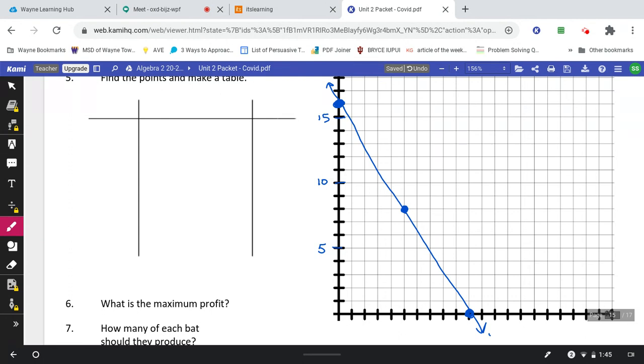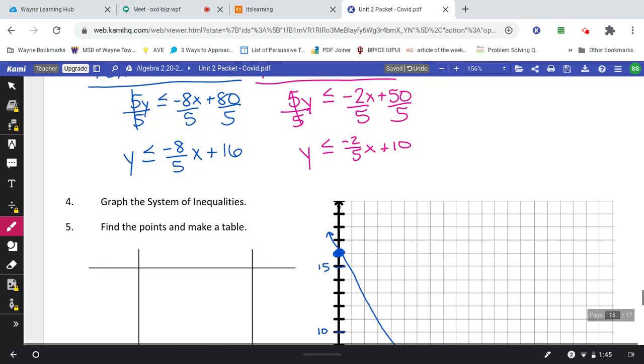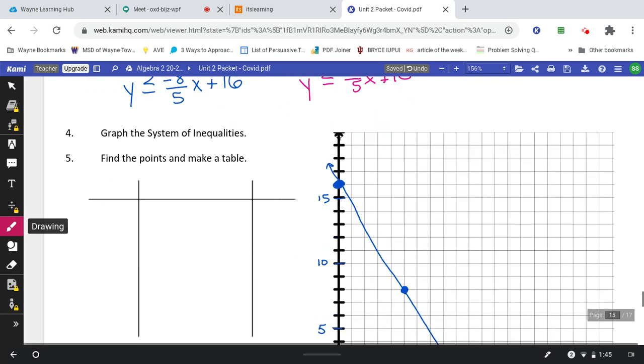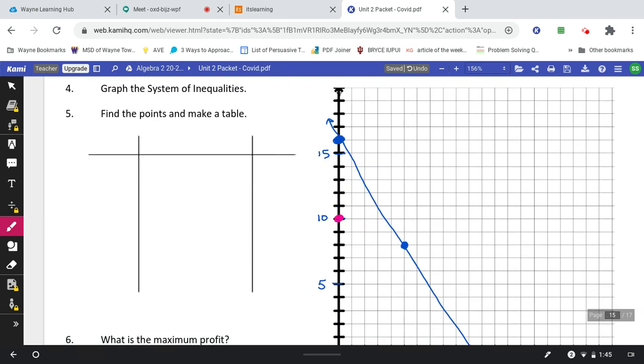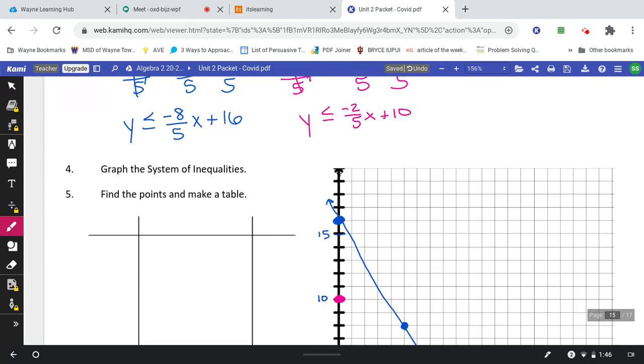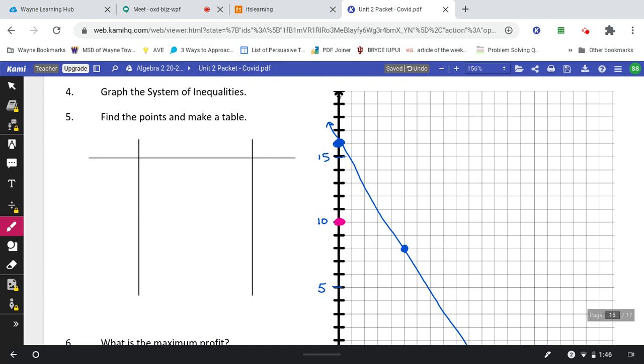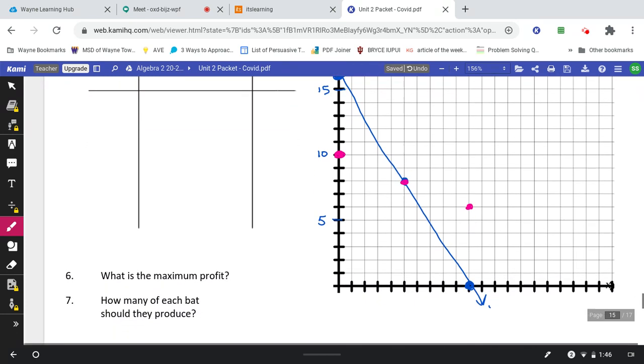All right. Now we can do the same thing with our pink equation. I'm going to start at 10, and I've already marked my 10, so that makes it a little easier. The slope is negative 2 over 5, so down 2 and right 5. Down 2, right 5. Continue that pattern. Then we'll just connect our dots to form our line.